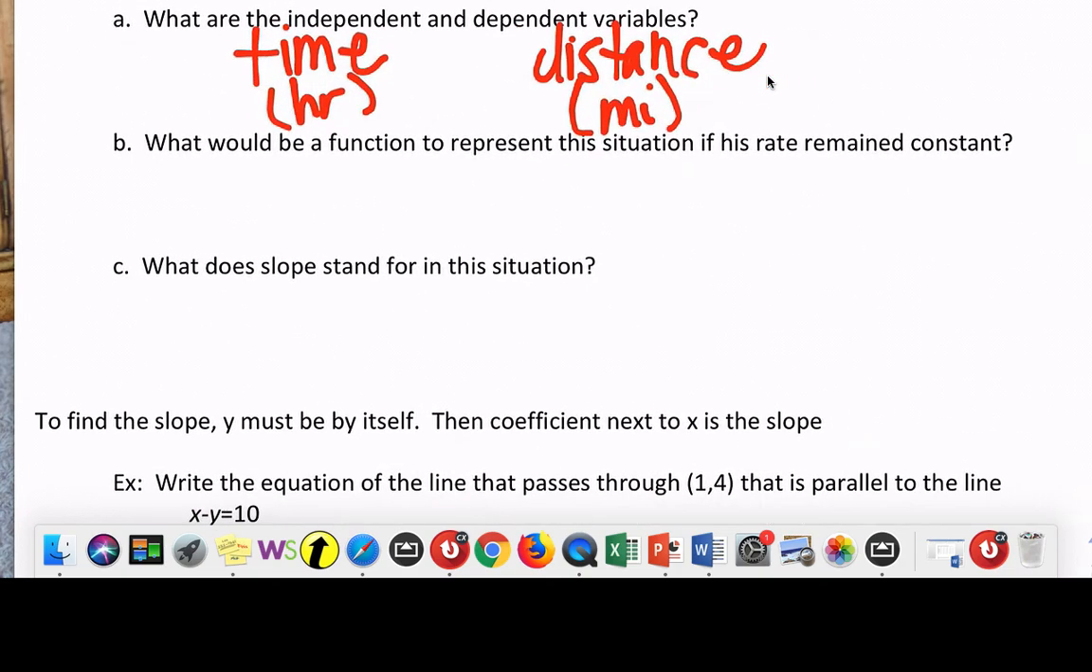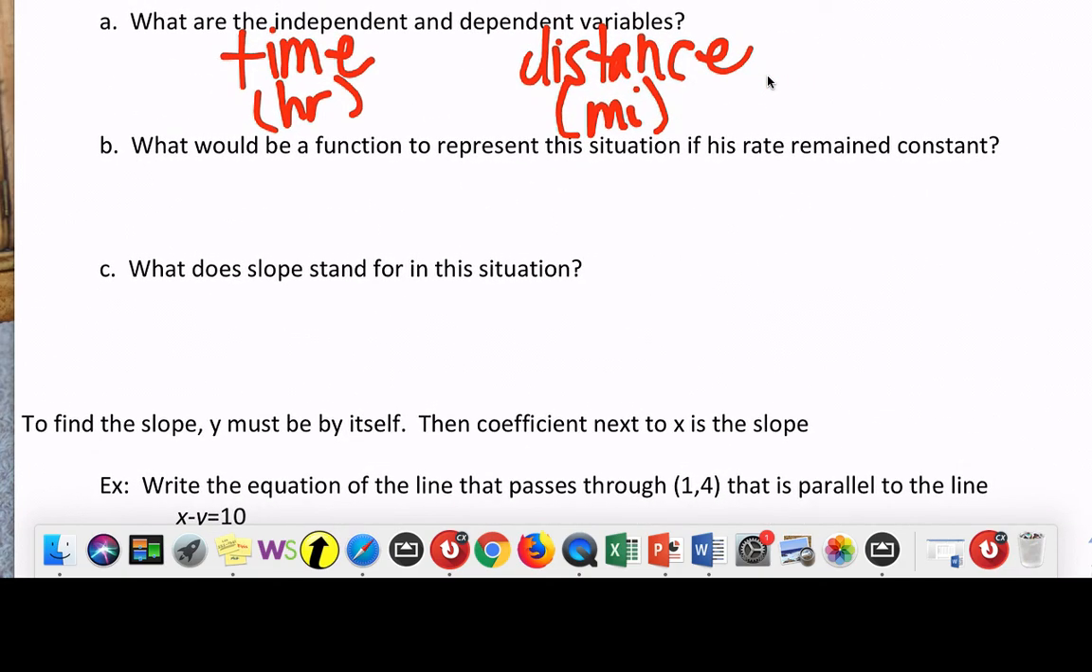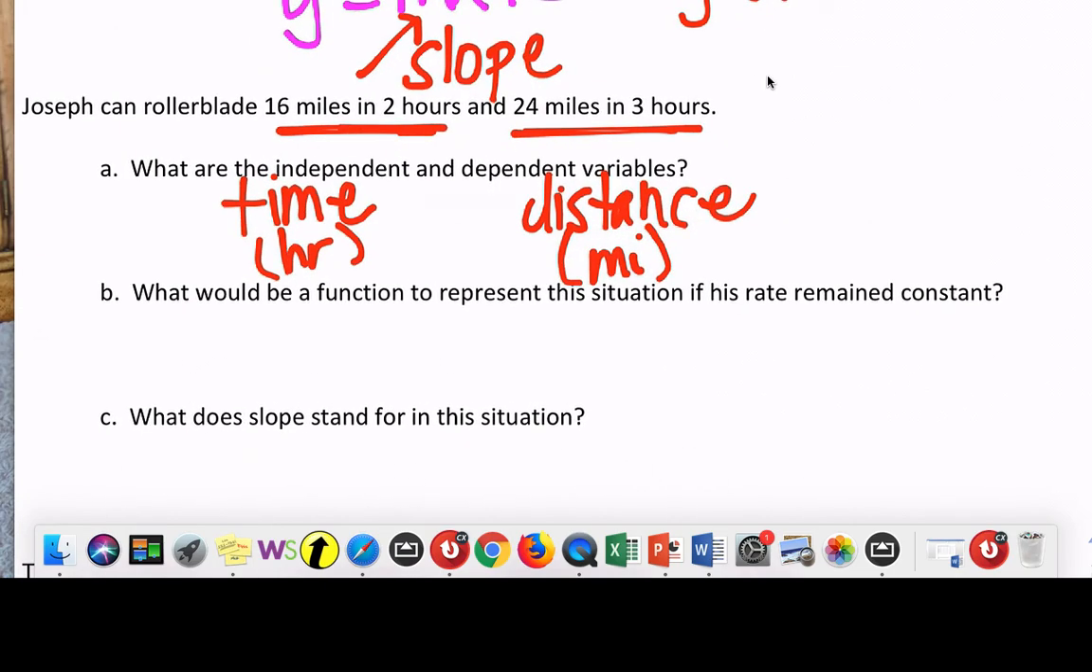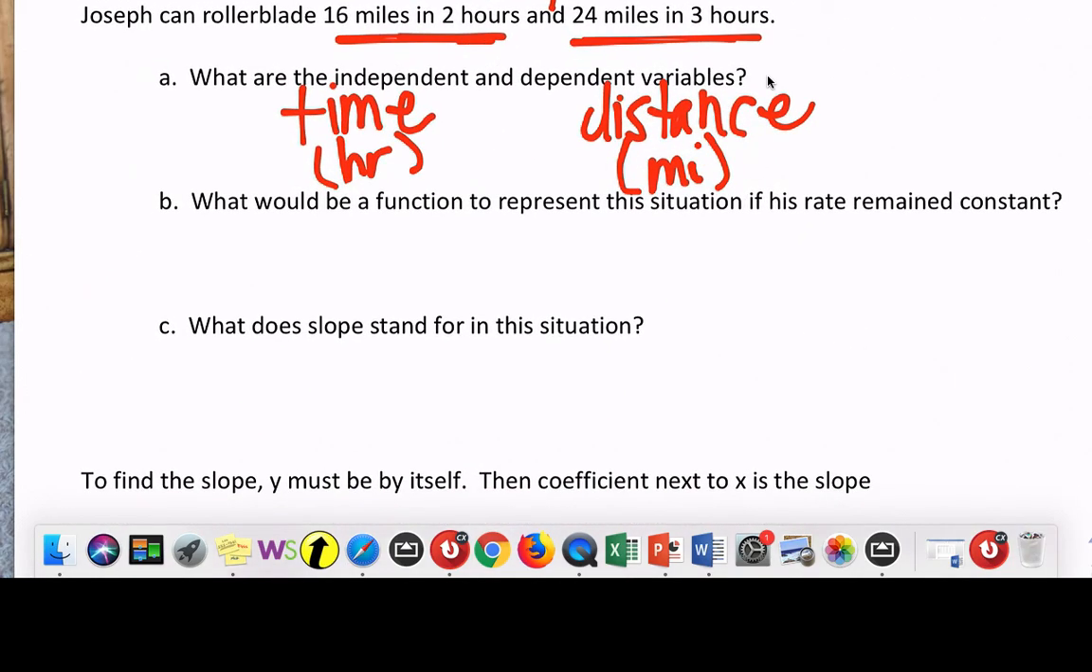All right, what would be a function to represent the situation if his rate remained constant? We need two things here: the slope and the y-intercept. Let's say he starts at his house, we'll call that distance 0. So the y-intercept would be 0, the distance he's traveled at time 0. But we would need a slope. Slope is rise over run. Let's write these as coordinates. It's easier for me to see them as coordinates.